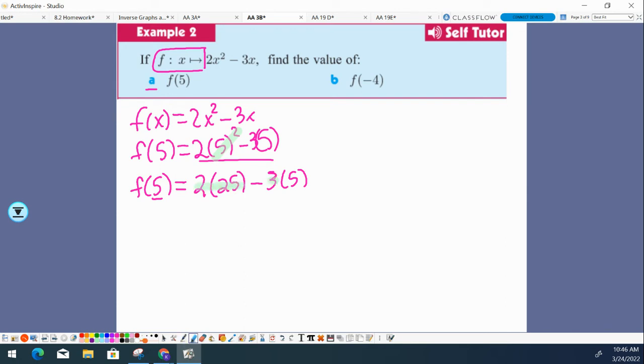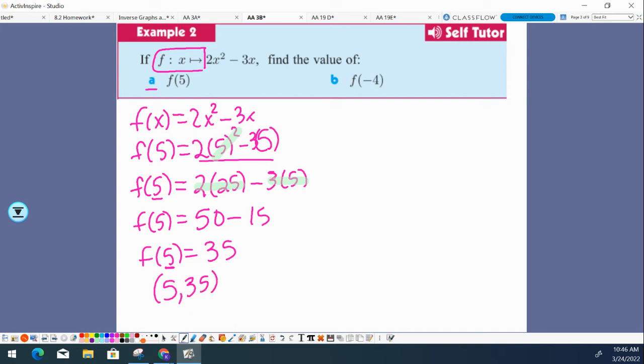I'm only going to do exponents on that first step. Then I go to multiply. That's my second step. So just a review of algebra. 2 times 25 minus 3 times 5. So f of 5 equals 35. What this is telling me, for this particular function, when the x value is 5, it corresponds to a y value of 35. That's why we never change this side, because this is saying what's the y value going to equal when the x value is this number.